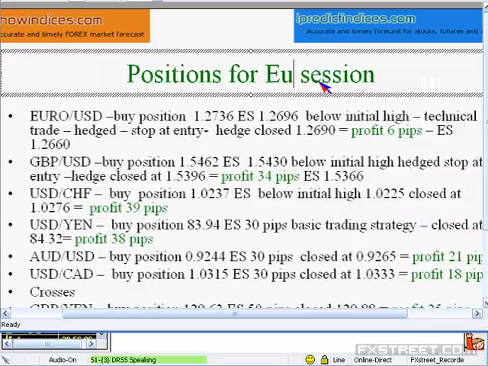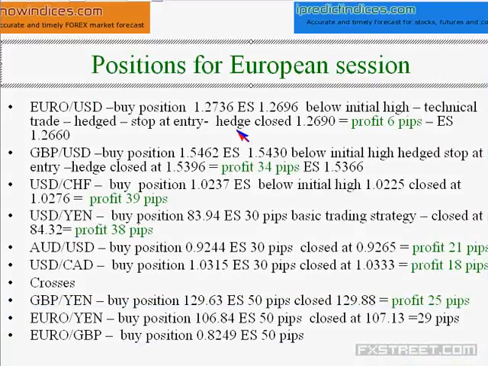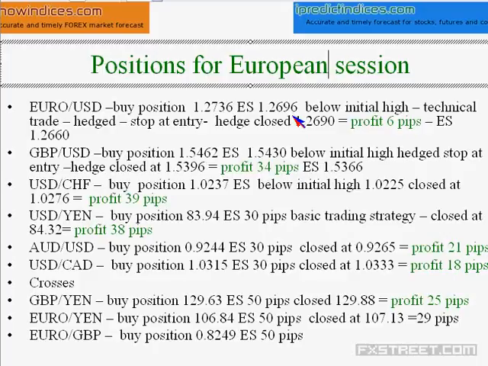So this is the European session. I just want to change it. So I took a buy in the case of Euro at 1.2736 with an entry stop at 1.2696, below the initial high. The initial high during the Japanese session, formed around 330, was 1.2700. At that time, the initial high in the live market quote page was 1.2700. So since it was holding above the initial high, I took a technical trade, and after completing the discussions, I took at market a buy position at 1.2736, and during the late European session, it was a technical trade.